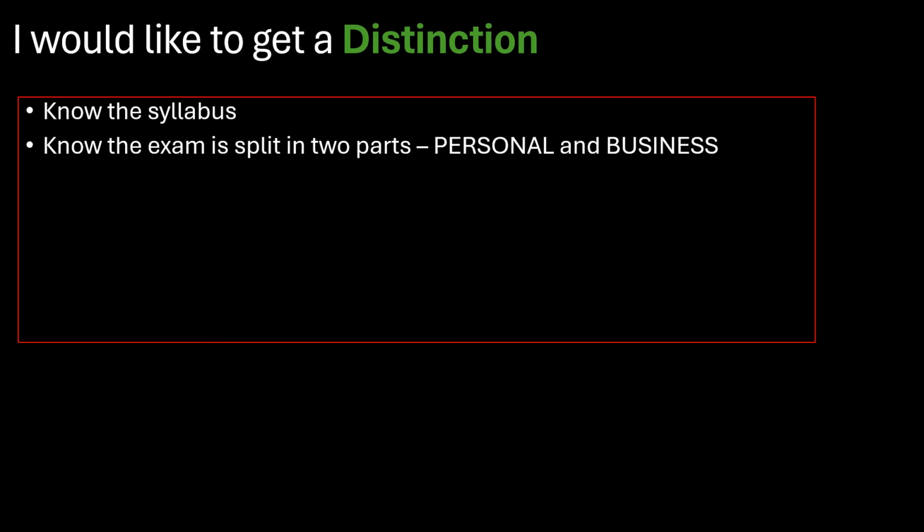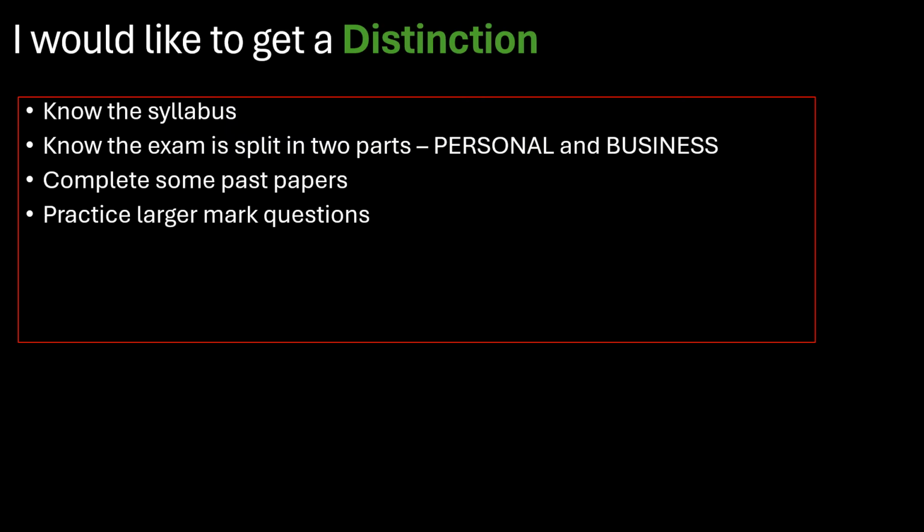So I've just spoken about distinction, and if you would like to get a distinction, I'd say not impossible. You just need to know the syllabus. You need to know the exam is split into two parts. First part is personal, second part is business. You need to complete some past papers, practice as many as you possibly can, speak to your teacher about that and get them to download them. Practice those larger mark questions.